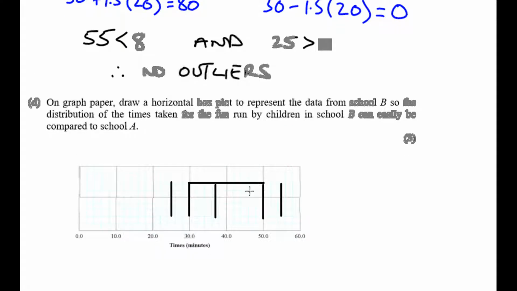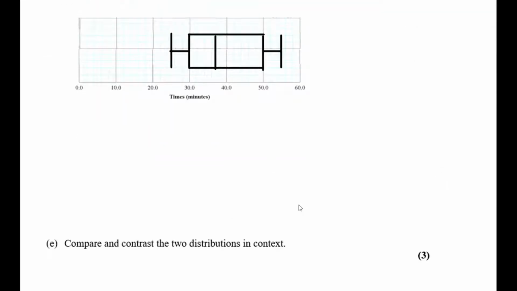There were no outliers, so we'll just finish off the box part of the box plot. And this is exactly what we're looking for. We were asked to make sure that it could be easily compared, so the scaling must match the scaling that we had for school A. Since the question said make them comparable, I'm assuming we are going to make some comparisons. And in part E, that's exactly what we've been asked to do. Compare and contrast the two distributions in context. Not just a comparison, but also some context.